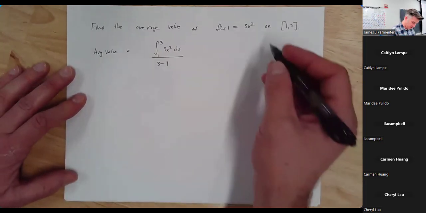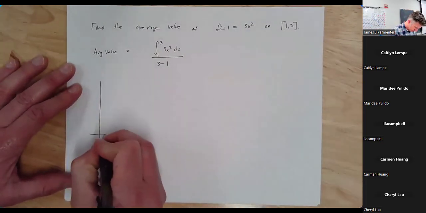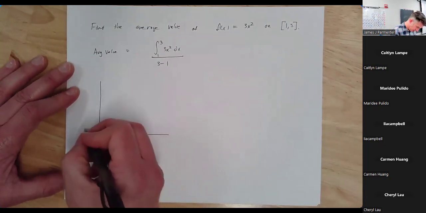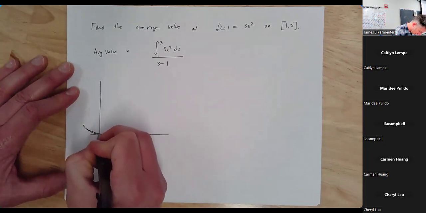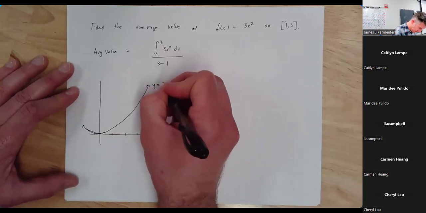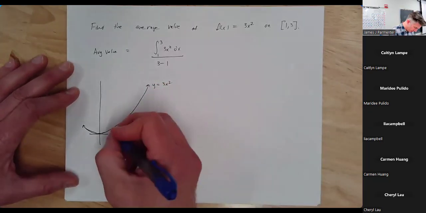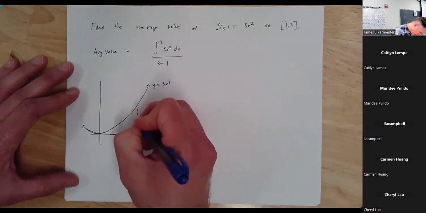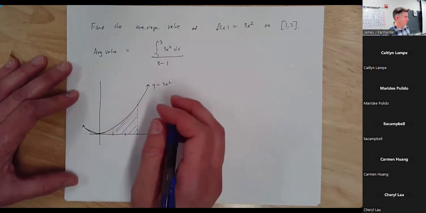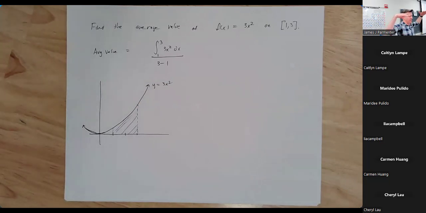So if we graph this function, 3x squared, it's going to look something like this. Sharper chart. So here's my y equals 3x squared. And if we're looking at the interval from 1 to 3, what we're saying is, essentially, if you took all that area and flattened it out so it was all the same height, but you still have the same amount of area, that height would be the average value. Also called the average height of a function. Average value, average height, same thing.